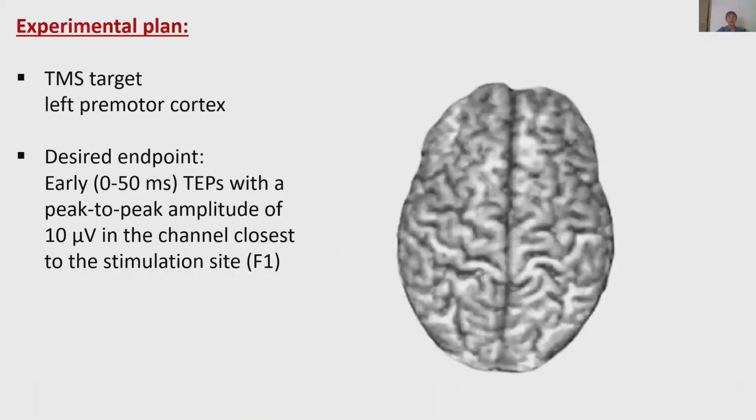Now, let's simulate what we could do in a real TMS-EEG measurement session, exploiting this real-time EEG result. As an example, let's assume that we aim at obtaining EEG responses to TMS by stimulating the left premotor cortex with a peak-to-peak amplitude of 10 microvolts in the first 50 milliseconds in the channel closest to the stimulation site.